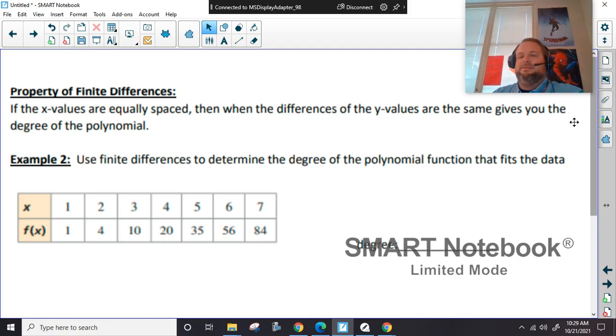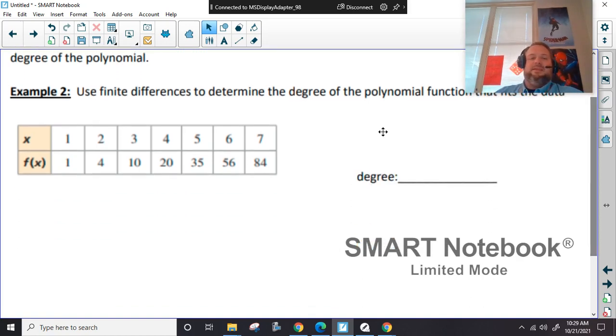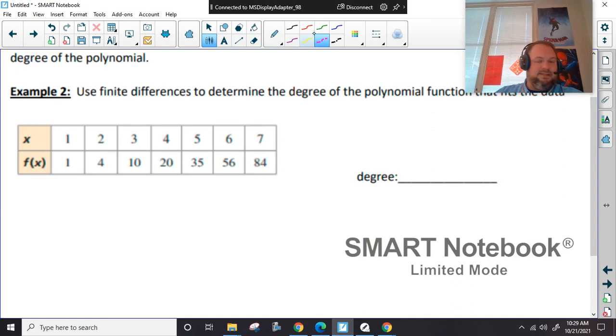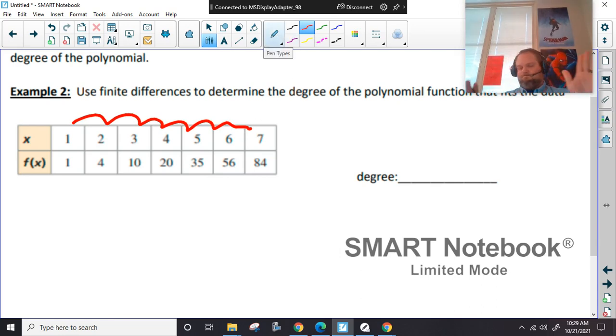Well, let's just do this. First of all, let's look at our x's to make sure that they're evenly spaced. This goes 1, 2, 3, 4, 5, 6, 7. All right. So they're equally spaced. Awesome.